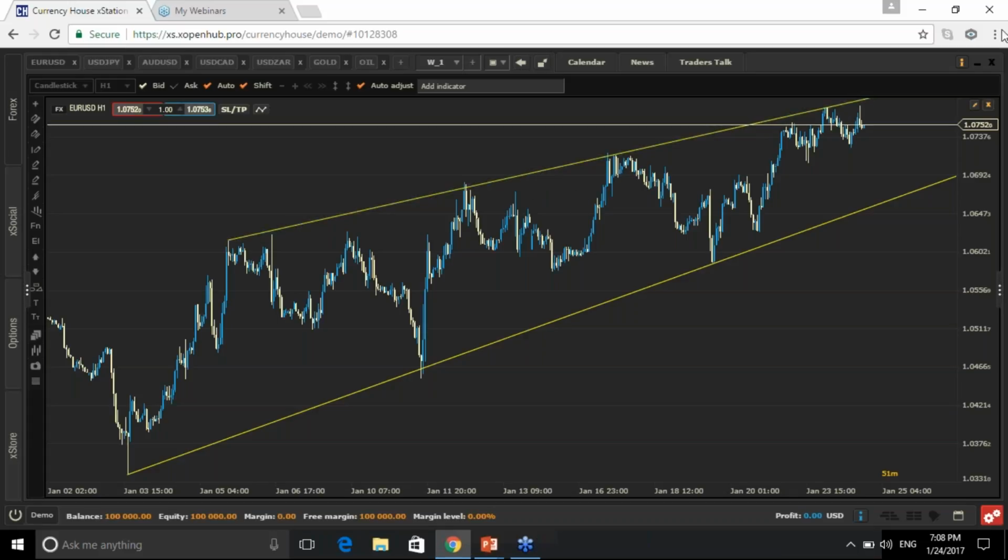So we can see now that the price is around 1.075, and we are very close to the upper side. We definitely see the uptrend here.